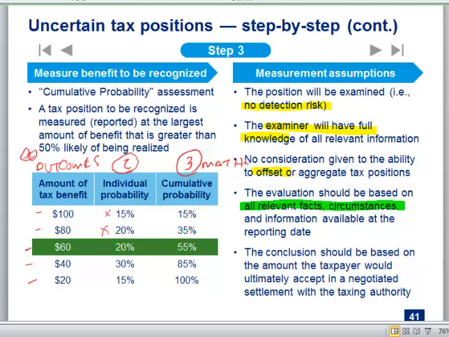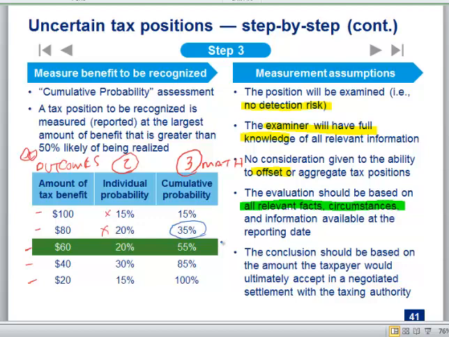And the way this works, this cumulative probability concept, is as follows. So if you were going to say that there's a 15% chance of you winning 100 and a 20% chance of you winning 80, then that must mean that there's at least a 35% chance of you winning at least 80. Is that clicking? Right? So if there's an individual chance of you winning 80, and that's 20%, and there's another 15% chance you'll win more than 80, there's a 35% chance you'll win at least 80.